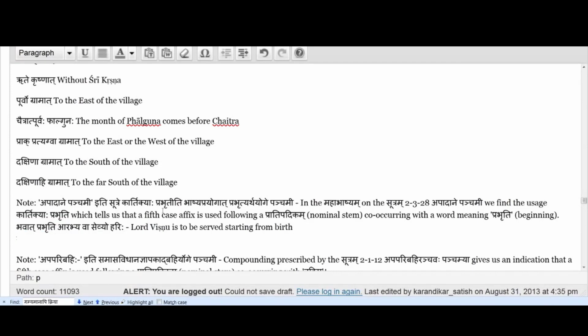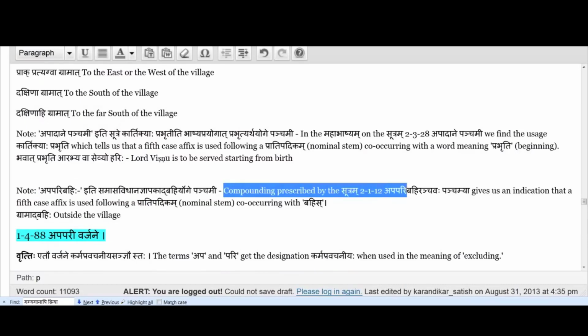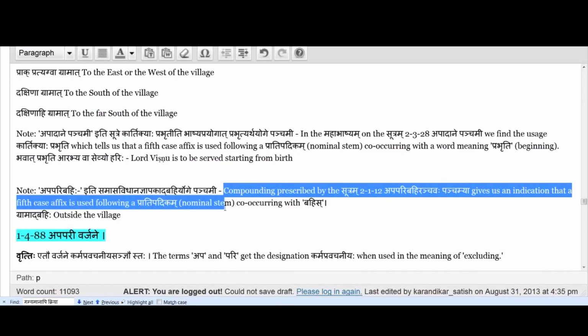One more note here says that apaparibahih iti samasa vidhana jnapakad bahiryoge panchami, means the compounding prescribed by the Sutram 2.1.12 apaparibahiranchavah panchamya gives us an indication, it's a jnapakam, that a fifth case affix is used following a pratipadikam nominal stem co-occurring with bahis. Bahis is an avyayam. For example, we have gramad bahihi, outside the village.